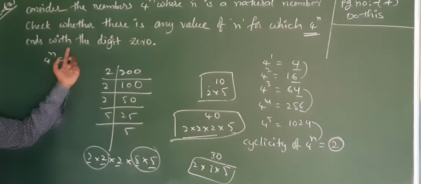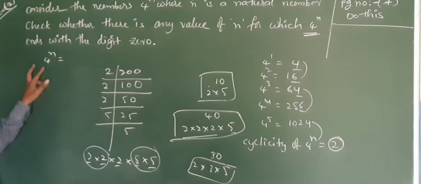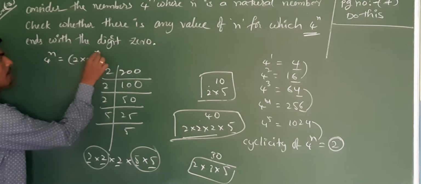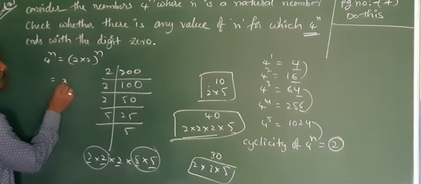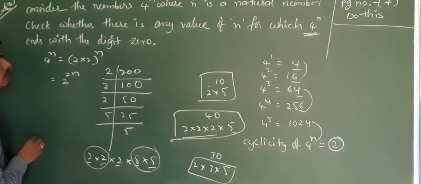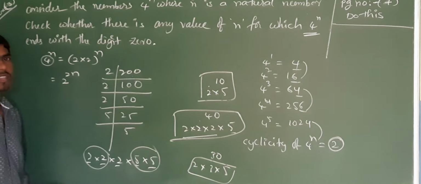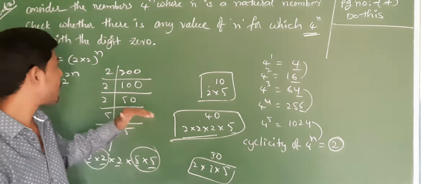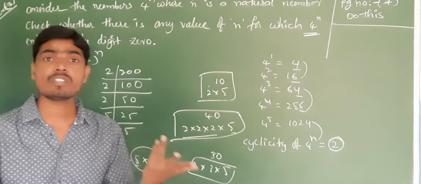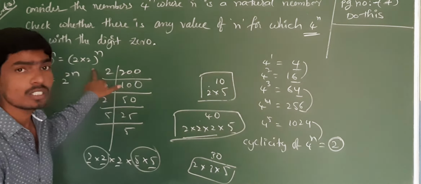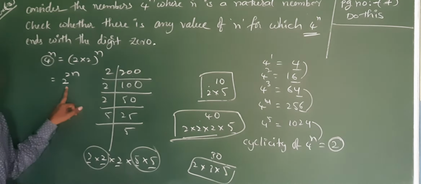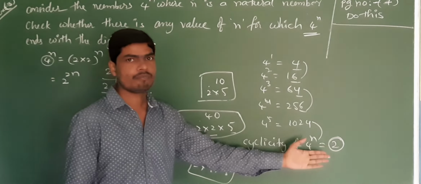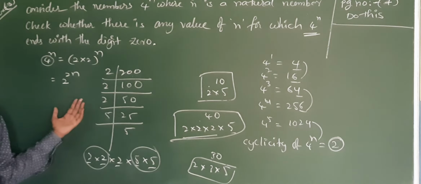But here 4 power n is here. Why are we not getting? 4 power n is equal to 2 into 2 whole power n. That means 2 to the power of 2n. For this 4, that is the base, we have the prime factor only 2. There is no 5. If we have 5, it is a possibility to get 0 in its ones place. So there is no 5 here. That's why we are not getting.